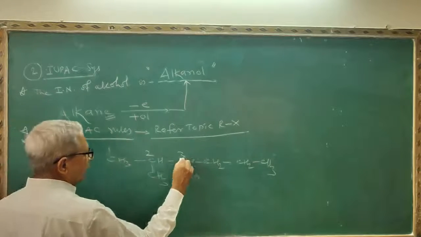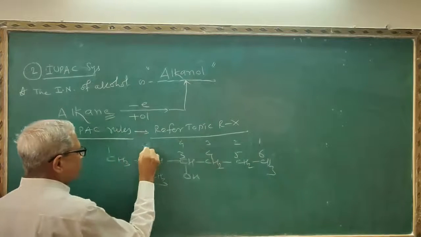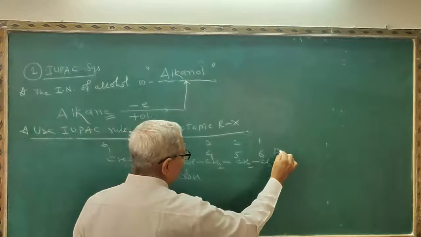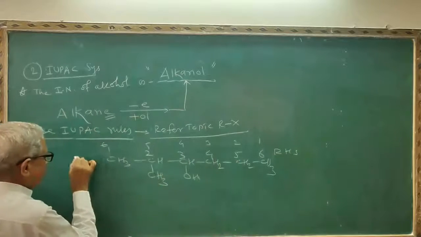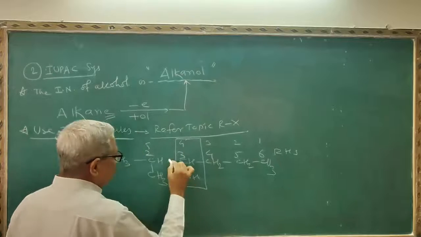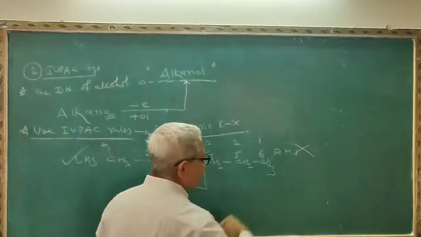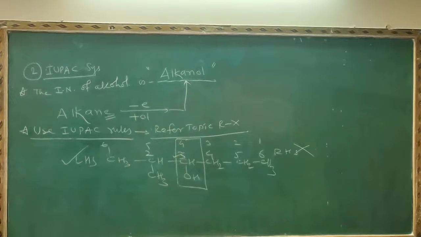1, 2, 3, 4, 5, 6. So this is your right hand side. This is your left hand side. And concentrate your mind here. 3 is smaller than 4. Therefore left hand side numbering is right. Right hand side numbering is wrong.